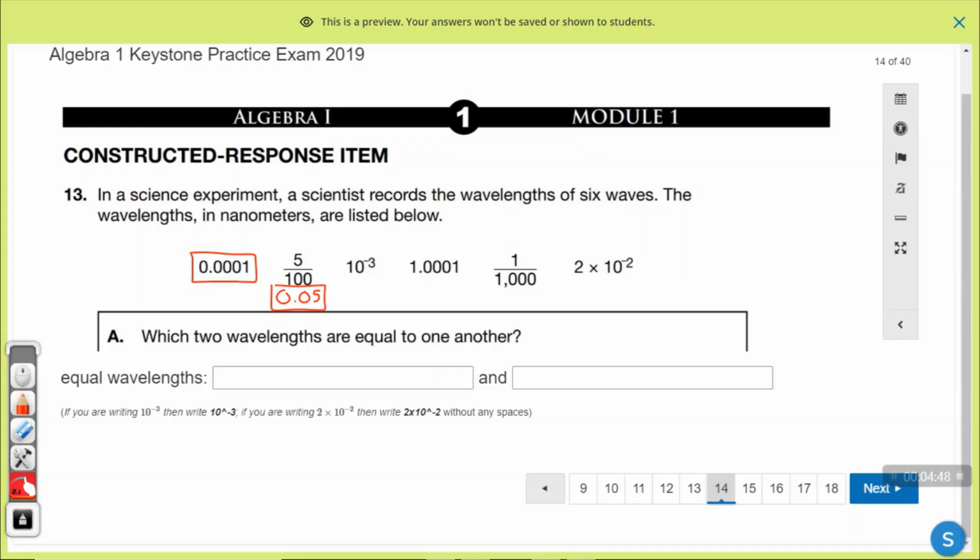10 to the negative third, we'd start to get into the negative exponents or scientific notation format a little bit, and we know that that's going to move our decimal.